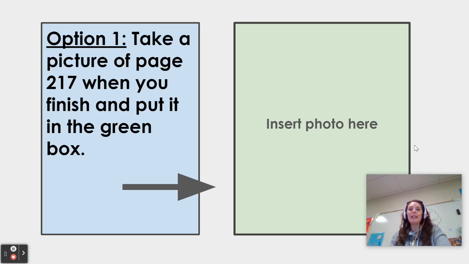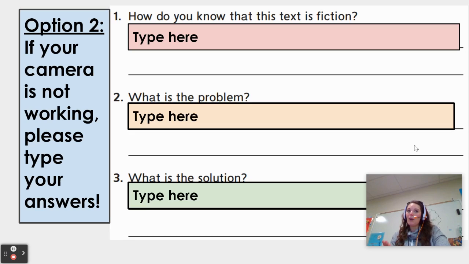And when you are ready, take a picture of page 217, upload it into the green box. If your camera is not working, you may type in your answers for 1, 2, and 3 on the very last slide and click submit.